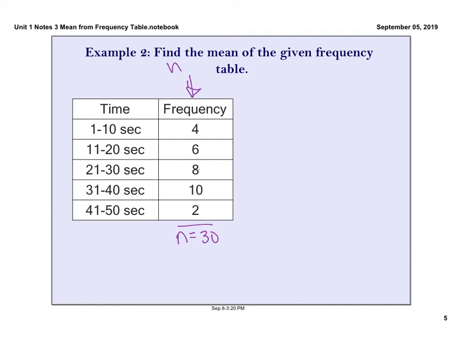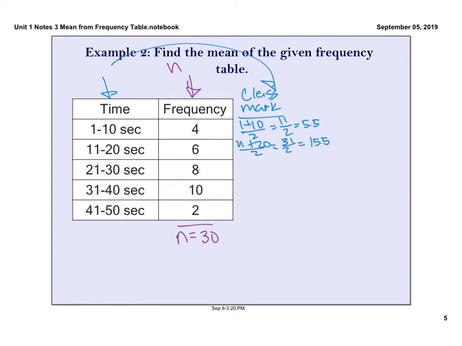Then the next thing that I'm going to do is find the class marks. And remember, class mark is like the mid-range of the interval. So if I'm going to find the class mark of this, I need to take the 1 second plus the 10 seconds. Sorry, that 10 was kind of ugly. Let me fix that. 1 second plus 10 seconds and divide it by 2. So that's 11 over 2, which is 5.5. Down here, I have 11 plus 20 divided by 2. That's 31 over 2, which is 15.5.